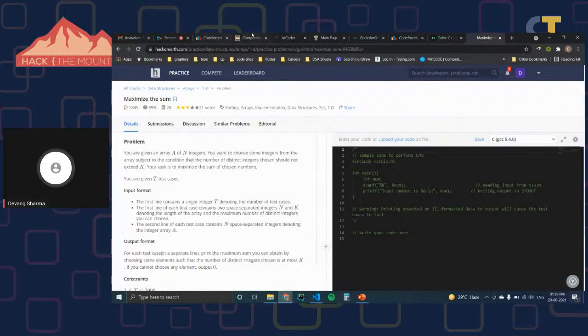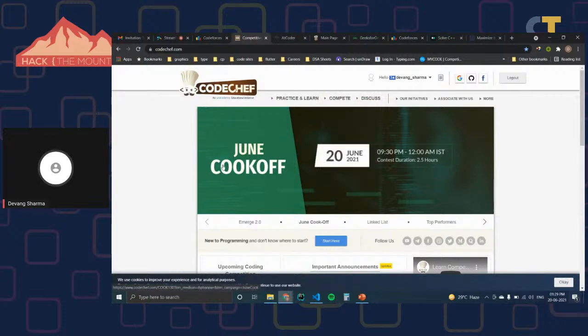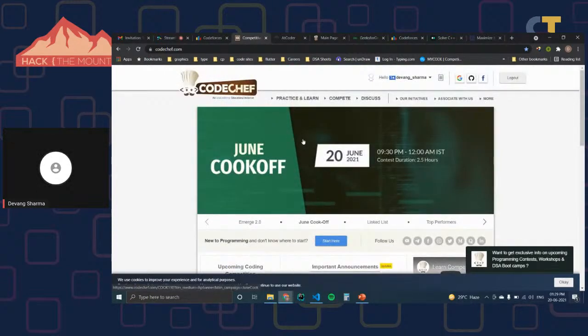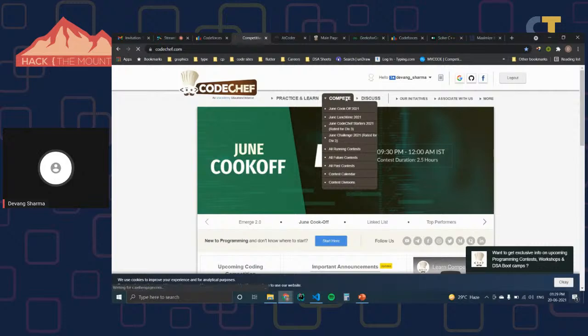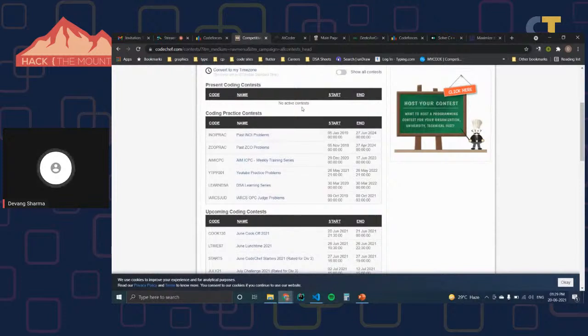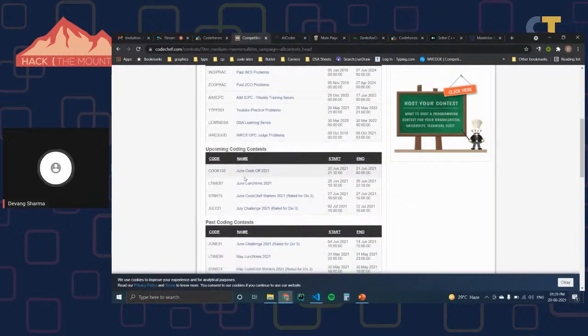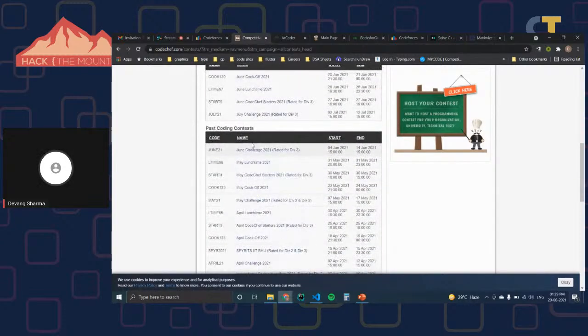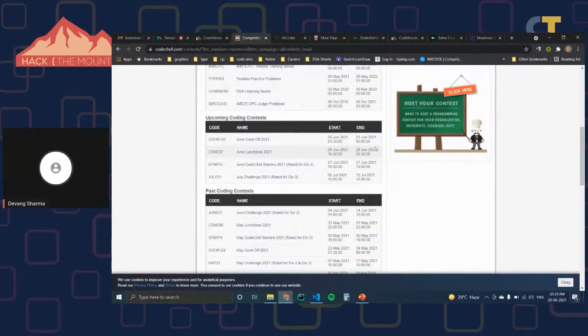After that you can move to some real or reputed competitive programming platforms, like CodeChef. This is CodeChef, and this is how it looks when you visit. When you click on this compete section, it will give you the list of all the future contests and the current contests. There is no active contest in the present, but these are the practice contests, these are the future upcoming contests, and these are the past contests, the ones which already happened.